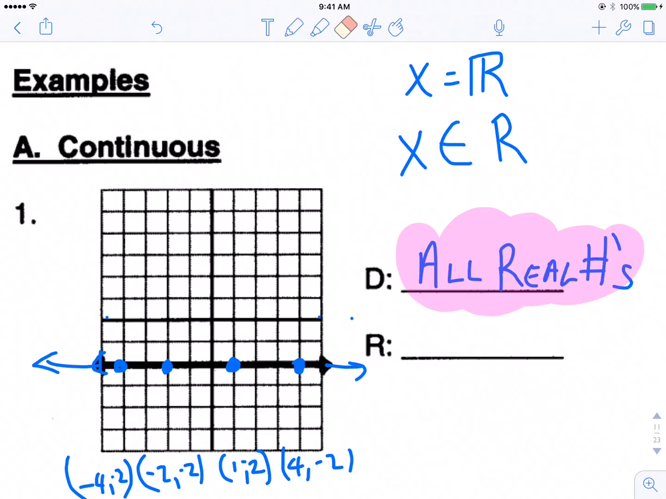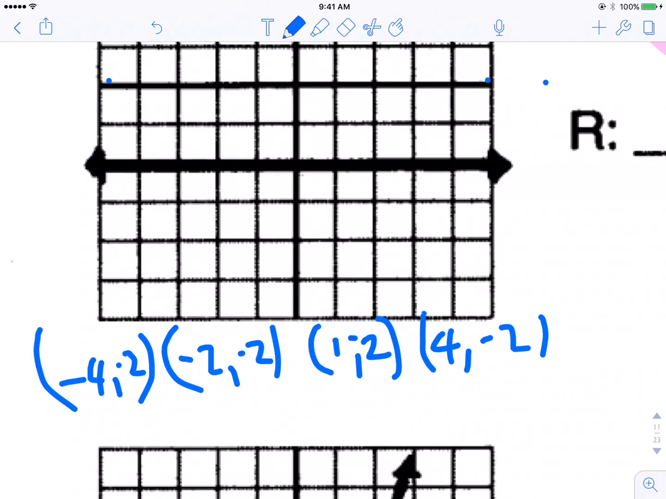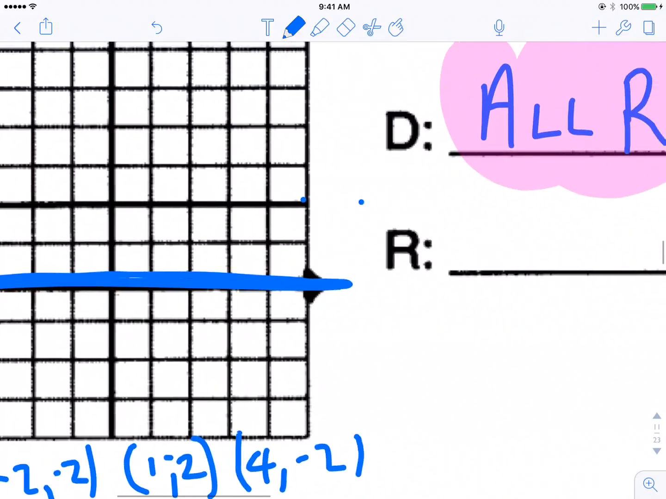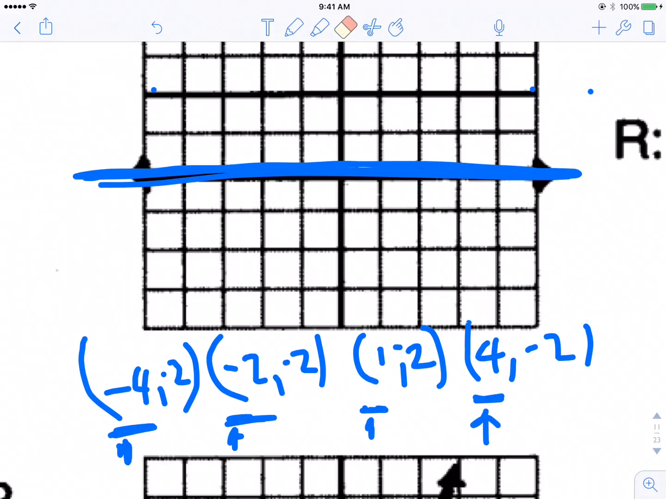Now, if we look at just the range values, actually back to the domain values. If you see on our graph, in our list of coordinate points, our ordered pairs, -4, -2, 1, 4, what values can these have? Well, these values for any ordered pair on this graph can be anything. Again, all real numbers. Just another way to look at that to get an answer for domain and range.